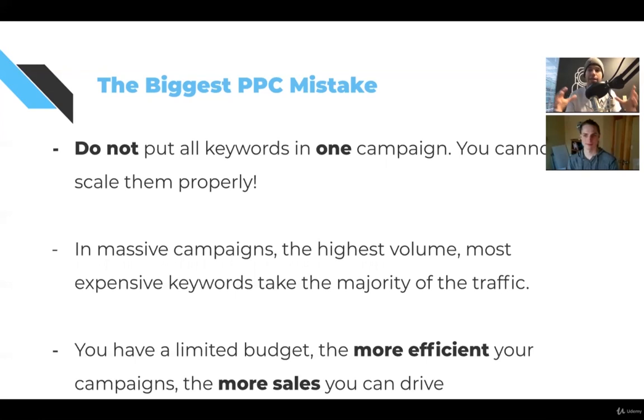So if you put all your keywords in one campaign, the keywords that are searched most are going to be getting the majority of the traffic, usually, assuming you have a decent bid. They're going to be taking all that spend away from all your other keywords. So you end up with really profitable keywords that get no spend because high volume keywords that might not be profitable at all are taking all of the spend because they get all of the search volume.